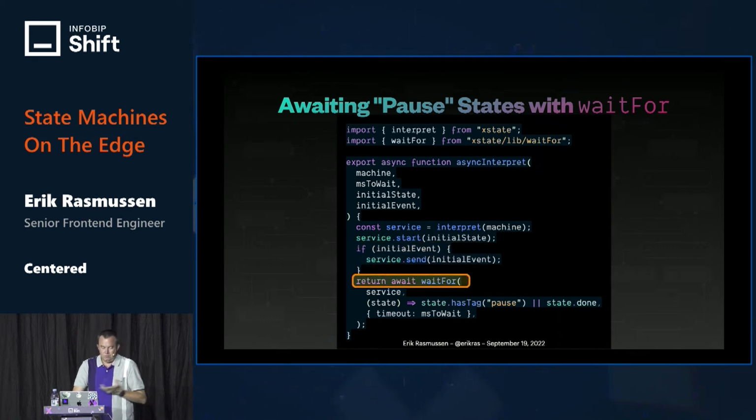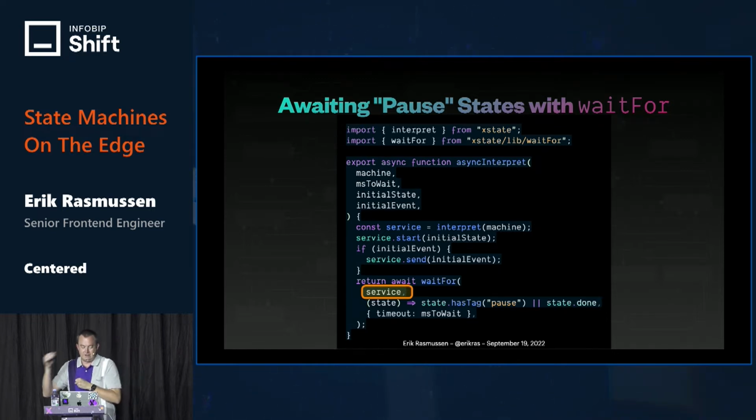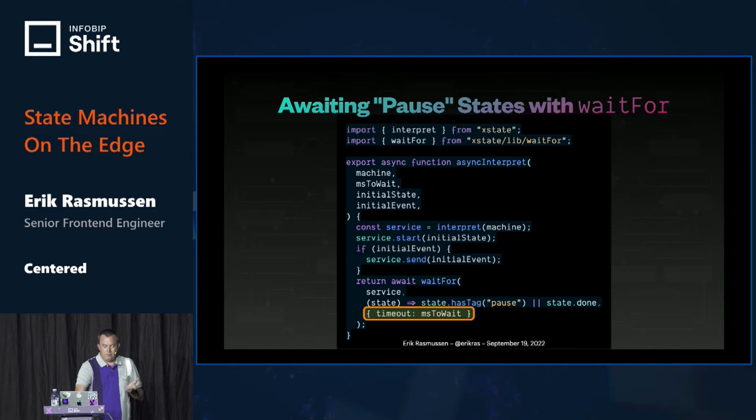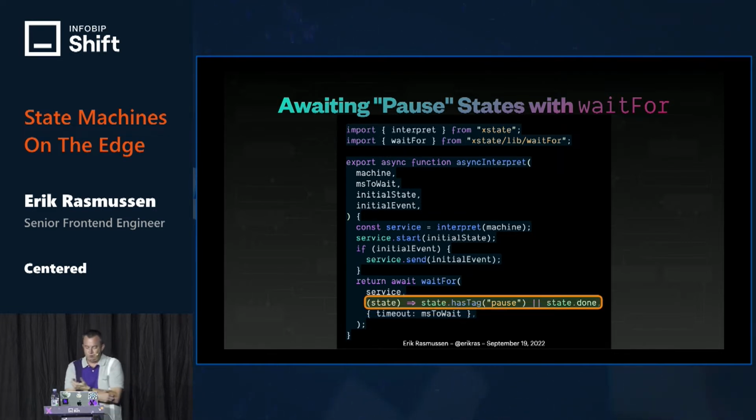And then we call this waitFor function. Obviously, it returns a promise. We're awaiting this function. You give it our instantiated service already. And as soon as we've said start on our service and we've given the event, it's processing things and doing things. So we give it our service that's running right now, and we tell it how long we're willing to wait. And then we give it this predicate. And this predicate is going to be called anytime the machine transitions into a different state. And if this predicate returns true, then the promise is going to resolve, and we can give our data back to the user.